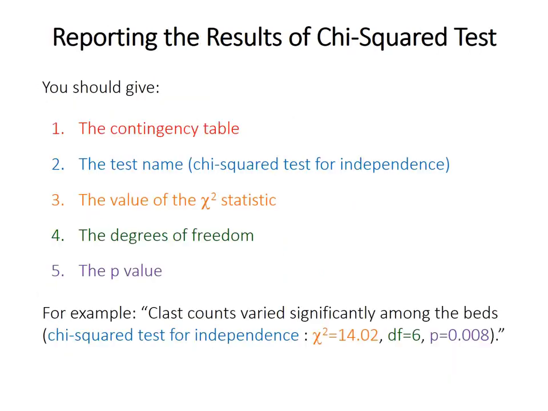When reporting the results, you should give the contingency table itself, the test name, in this case chi-squared test for independence, the value of the chi-squared statistic, the degrees of freedom, and the p-value. You can phrase your results in terms of a significant difference or a lack of a significant difference in the counts or the abundances of the categories among the samples.